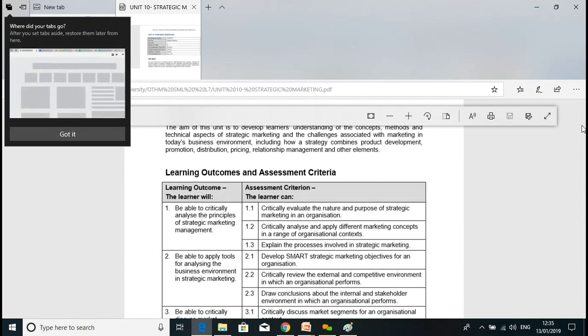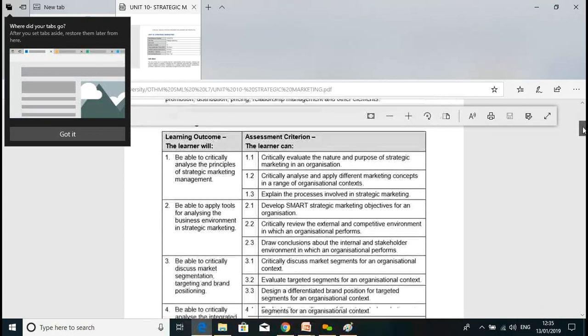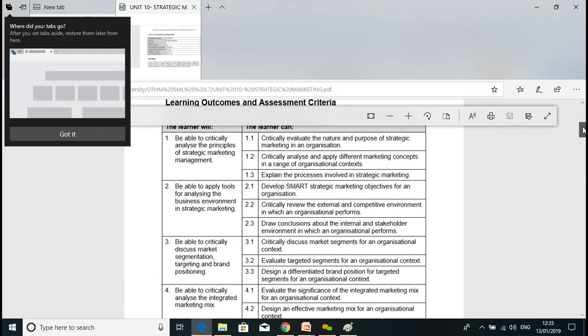Our second learning outcome is to be able to apply tools for analyzing the business environment in strategic marketing. We mentioned different tools yesterday, but we did not really apply them. Today we'll look more at the application side. Under this learning outcome we have 3 different assessment criteria. 2.1, develop a SMART strategic marketing objective. What is SMART? Specific, measurable, achievable, realistic, and time defined.